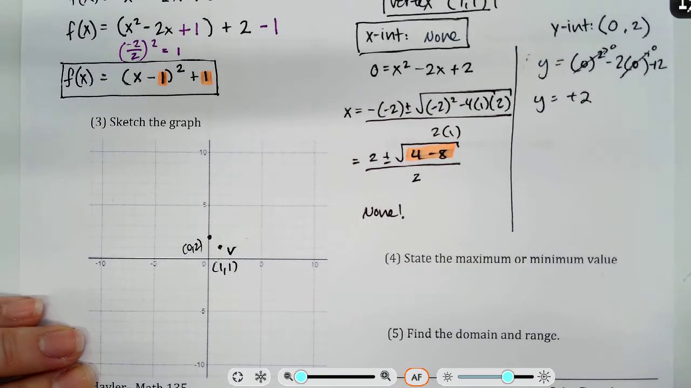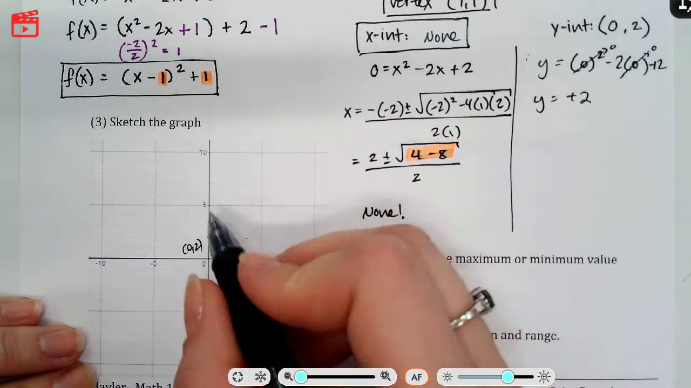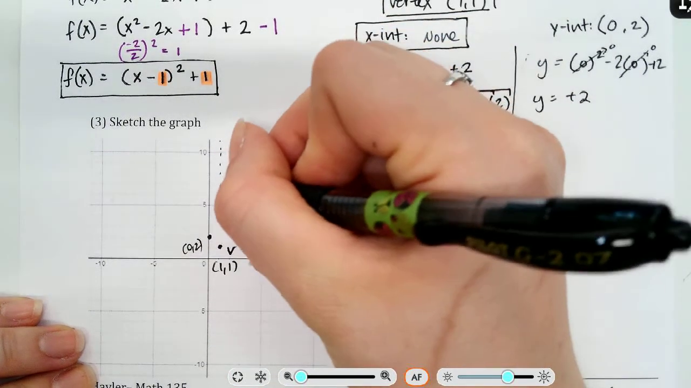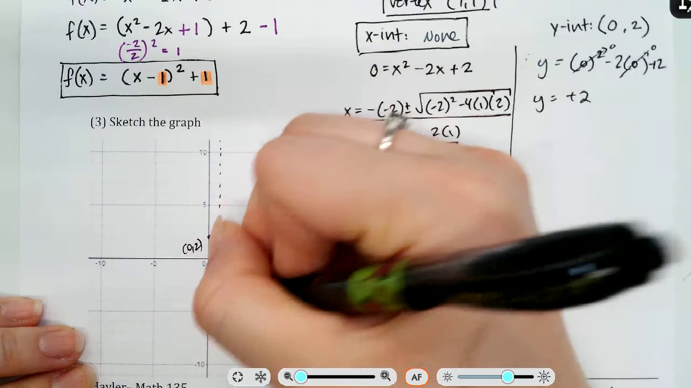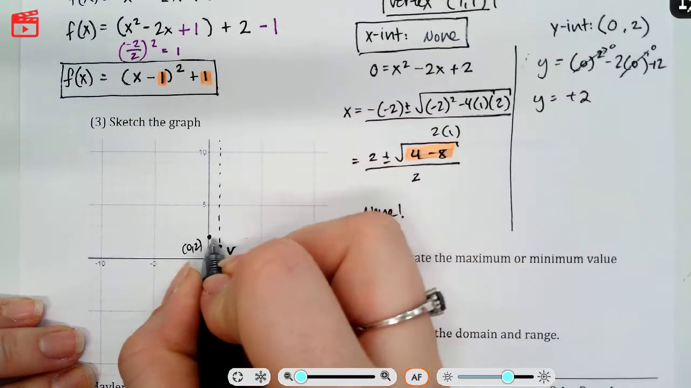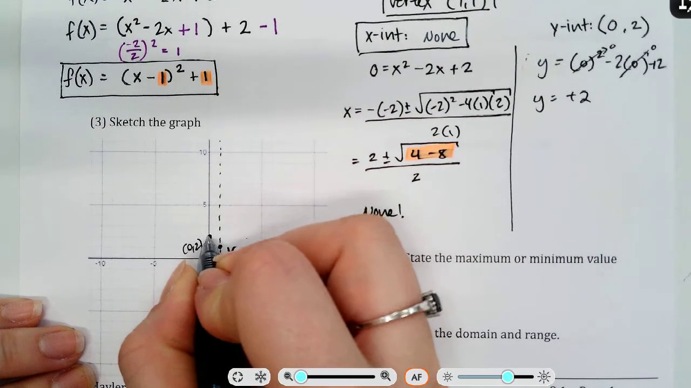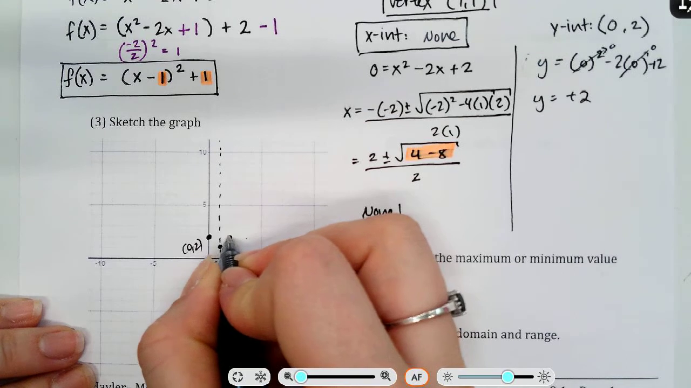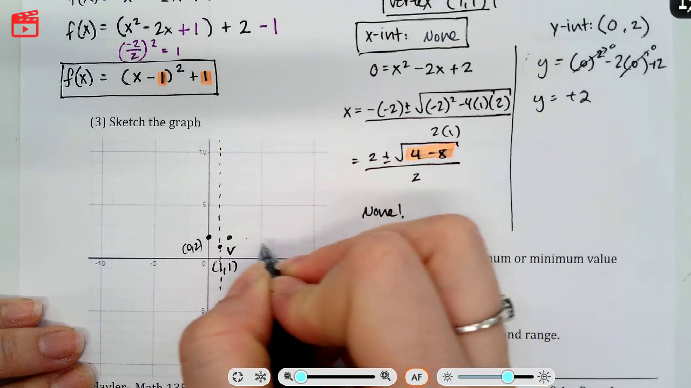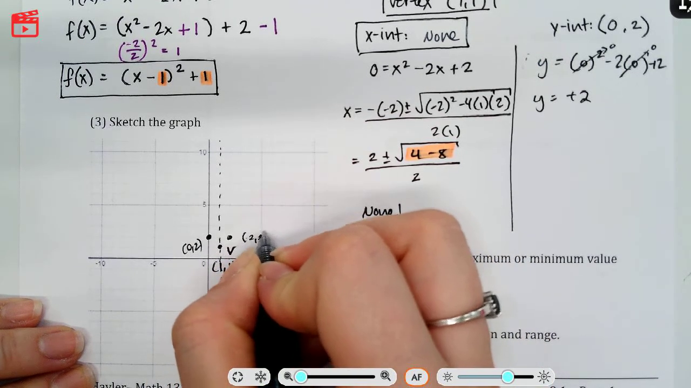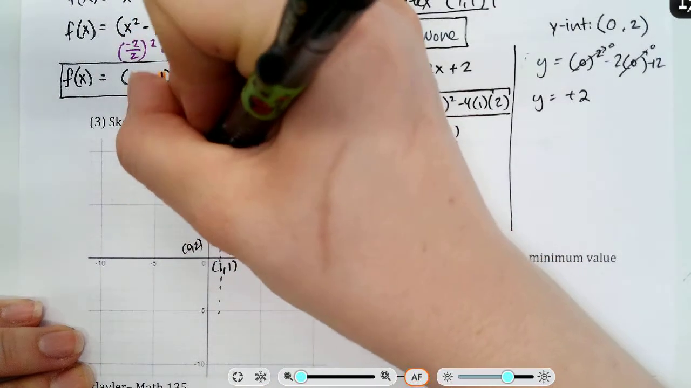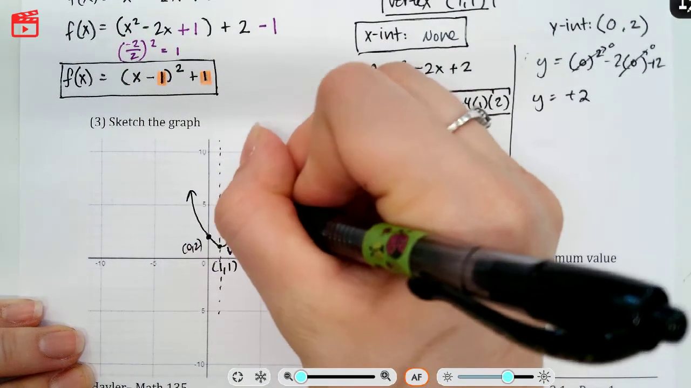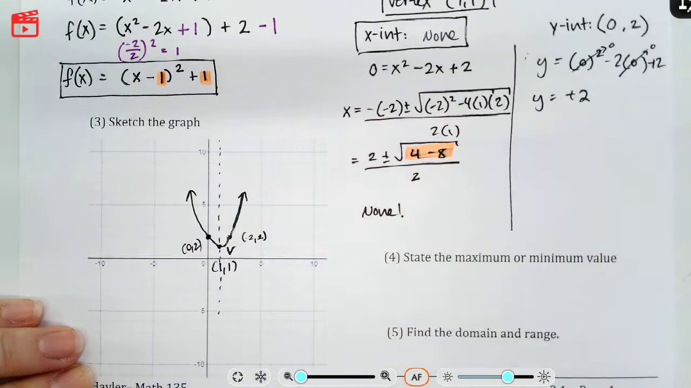And then I'm going to go ahead and find one more point. So using that line of symmetry that passes through my vertex, I can identify that there's a point opposite of this one, which will be right here at (2, 2). Okay, and there we go, sketching our graph. Ooh, that's a little ugly, but it'll do.